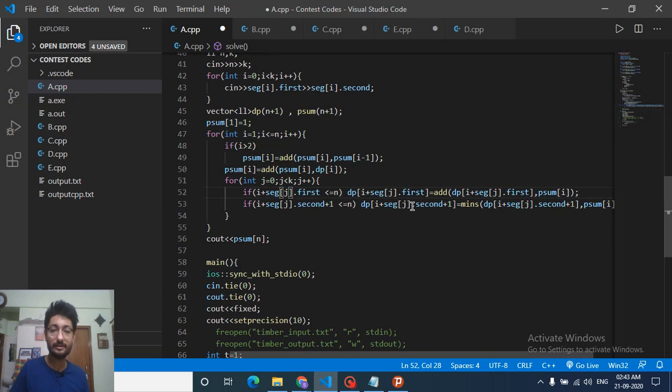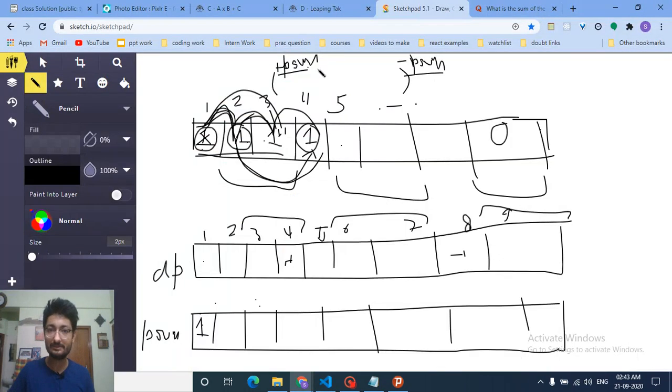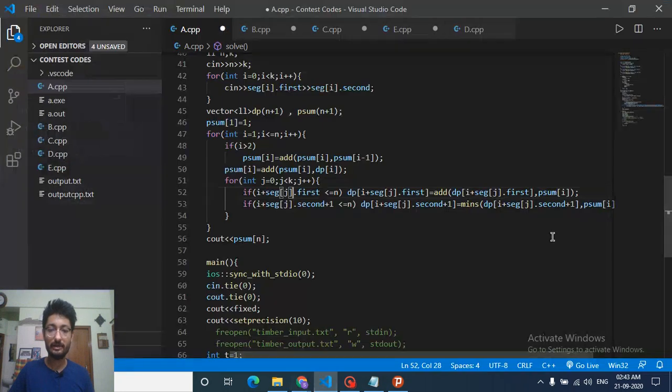So how can you update this? The DP table at this segment's position is the current DP value plus psum. Psum actually stores the current value till now, as I've told you. I have to add this to the psum value. So that's what I'm adding to the current DP value. So I have to update the plus value and the negative value.